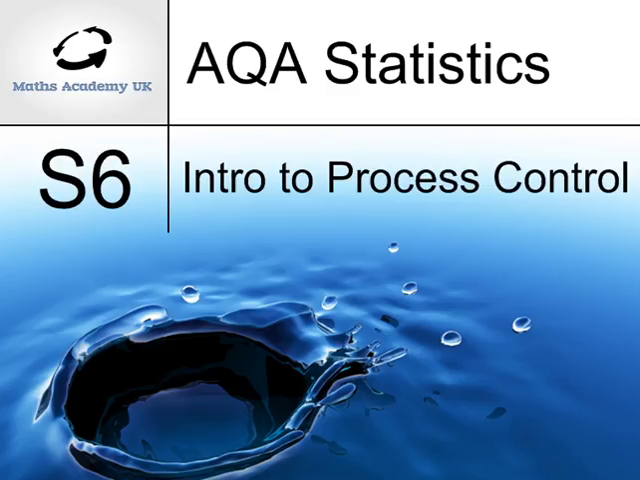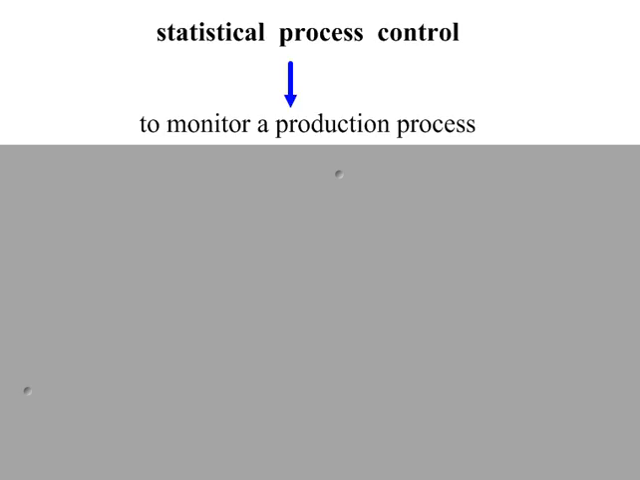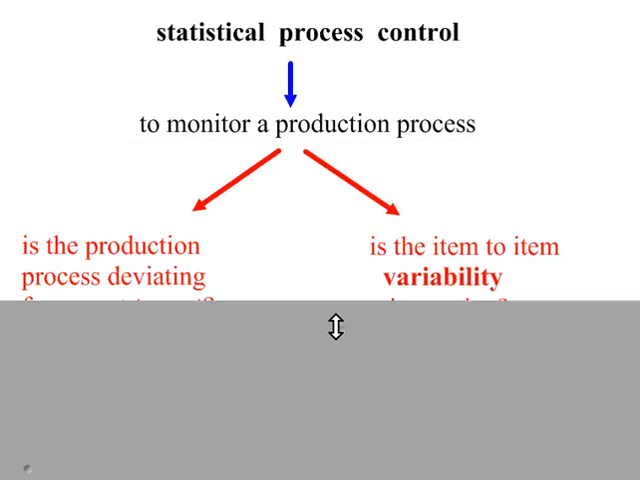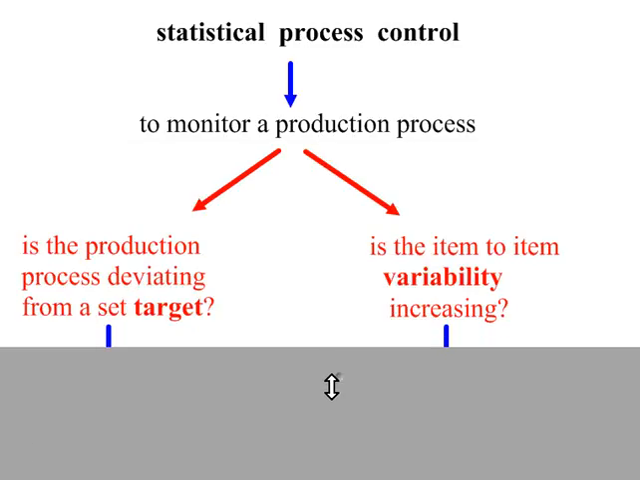An introduction to statistical process control. Process control is used to monitor a production process. And in the production process, we have a set target that we are aiming for. So is our process deviating from this set target? Or is the item-to-item variability increasing?